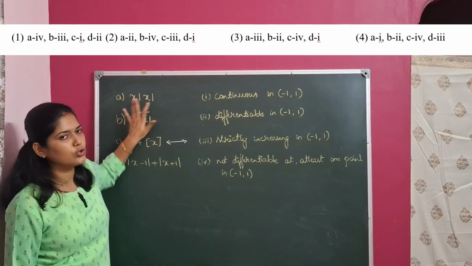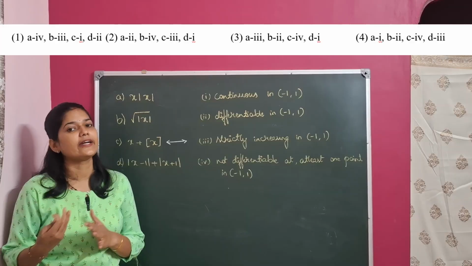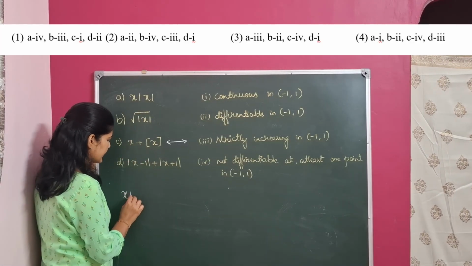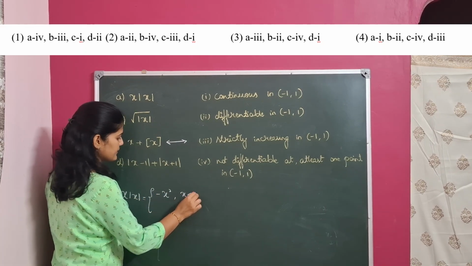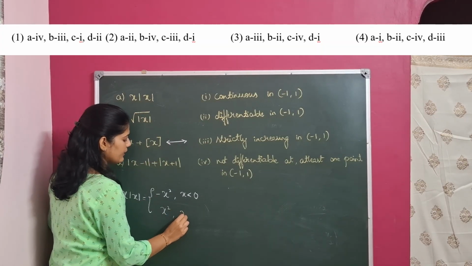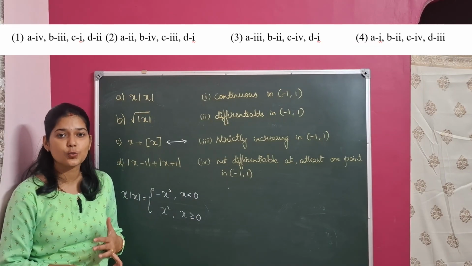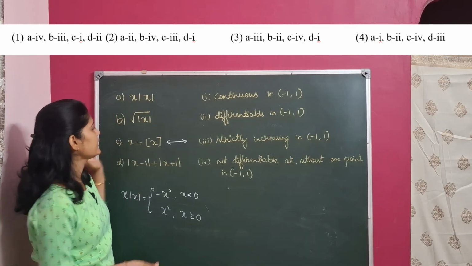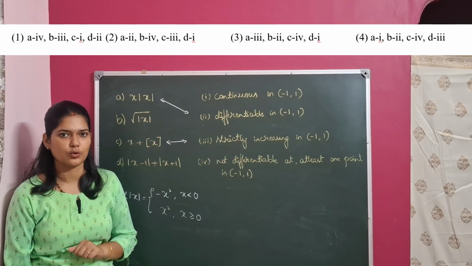If we consider x into mod x, we know that modulus function is minus x if x is less than 0 and it is x if x is greater than or equal to 0. Therefore, x into mod x can be written as minus x square if x is less than 0 because x into minus x. Similarly, it will be x square if x is greater than or equal to 0. And we know that x square is continuous as well as differentiable. Therefore, x into mod x is differentiable in the interval minus 1, 1.